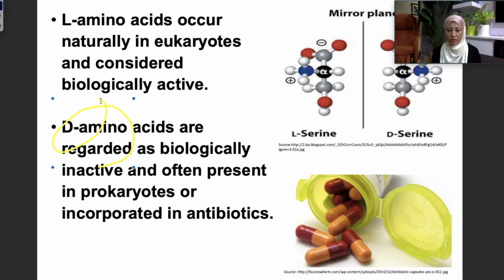But as I mentioned before, because of this insignificant activity for eukaryotes, because it's considered biologically inactive, the roles of D-amino acids are not widely reported as many as L-amino acids. So what is L-amino acid? Right, so L-amino acids occur naturally in eukaryotes and are considered biologically active. And because of this, L-amino acids have been found to be involved in many roles in eukaryotes, especially for mammals, and have been widely and largely commercialized.